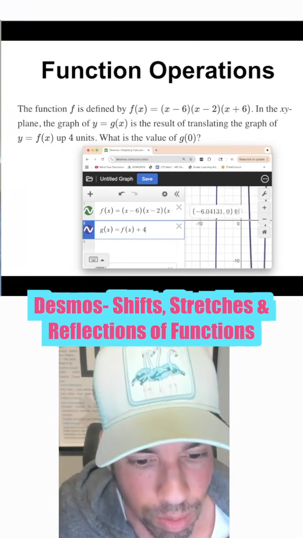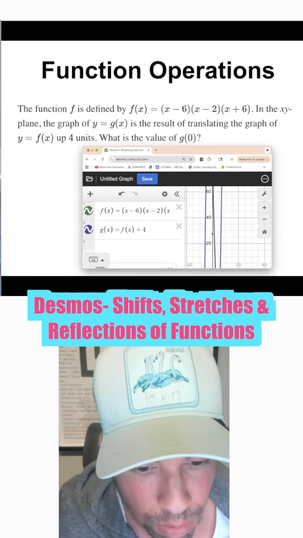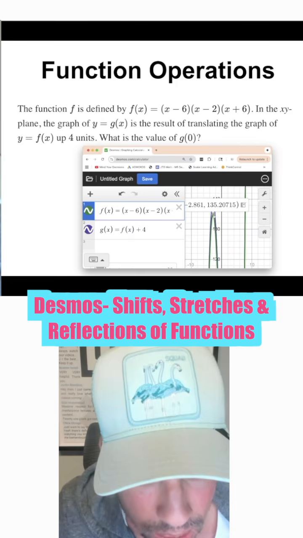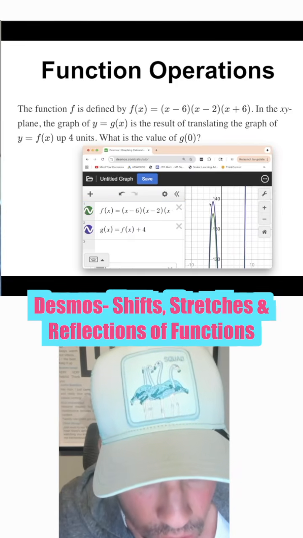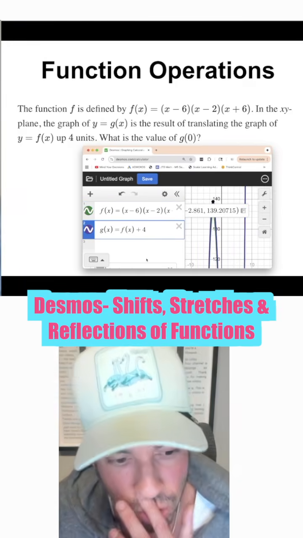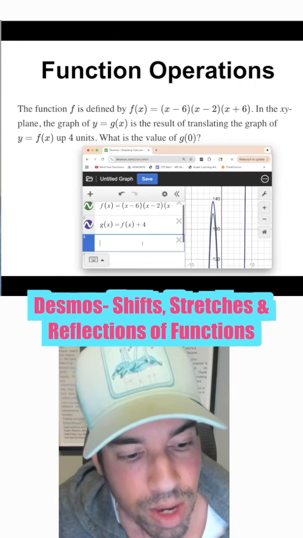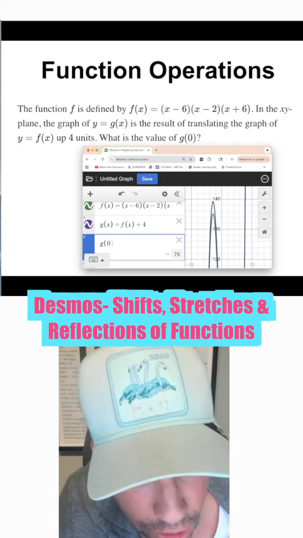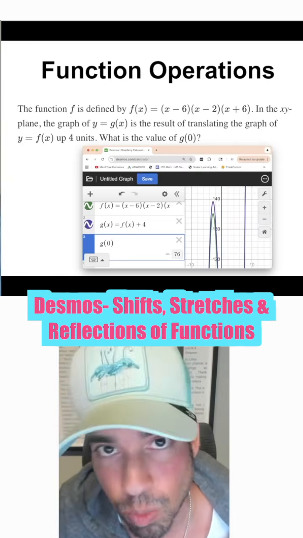on the end. And then we can verify on the graph, did this appropriately translate this up? It's a little hard to see on the graph, but you can see, right, that point is at 135.2, this point is at 139.2. So it looks like we did that correctly. Now we're going to say, what is g of 0? Again, nice and easy. We just literally type that in. 76 is the winner. That's how you do it.